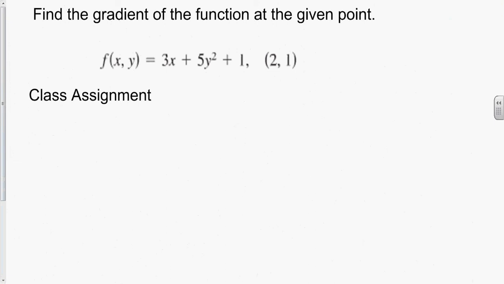Let's take a 5-minute break. It's 9:29. Let's come back at 9:35.